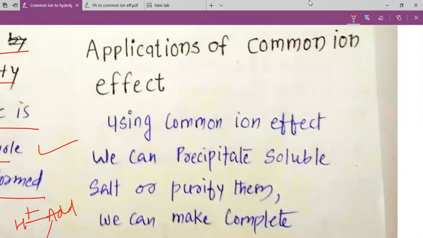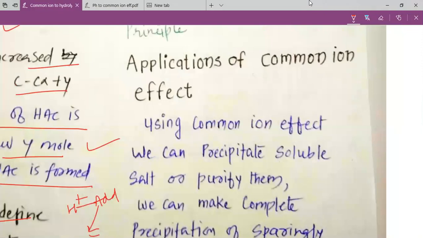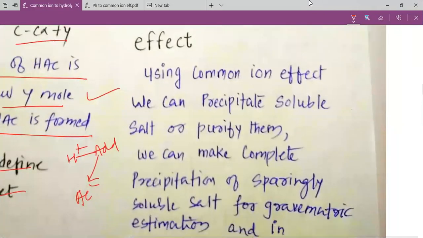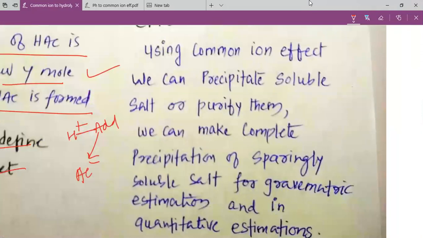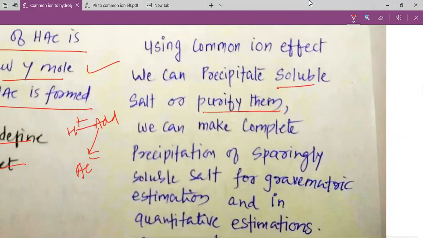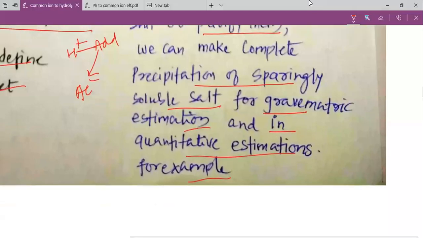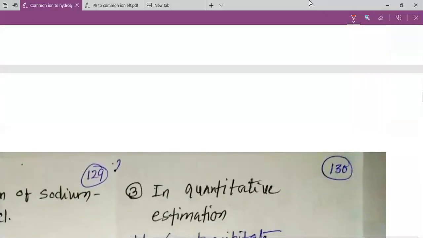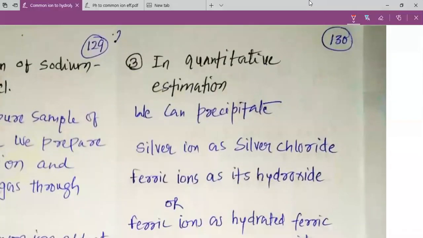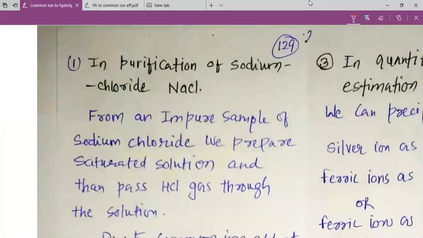Now we should understand the various applications of the common ion effect. Using the common ion effect, we can precipitate soluble salt or purify them. We can make complete precipitation of sparingly soluble salt for gravimetric estimation and in quantitative estimation. For example, let us understand how we can do it.